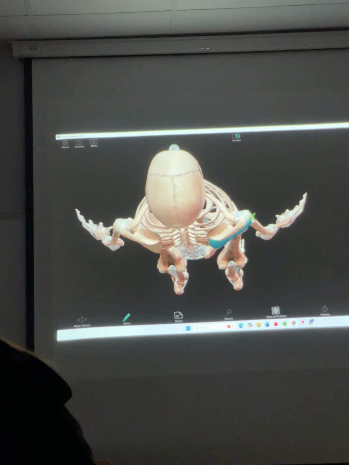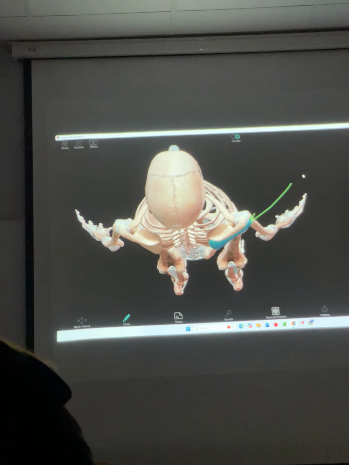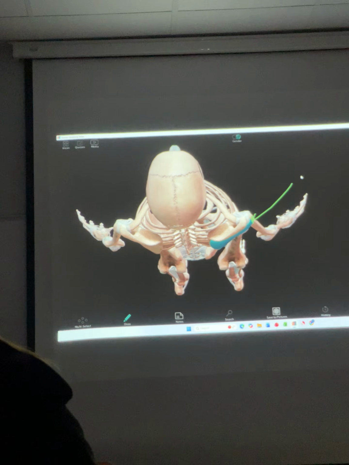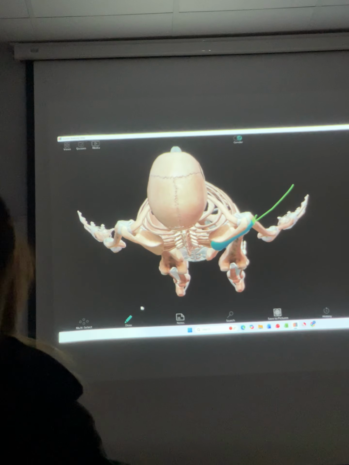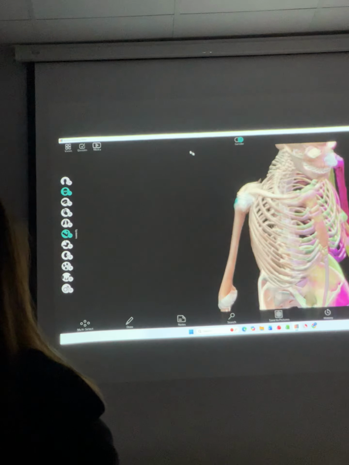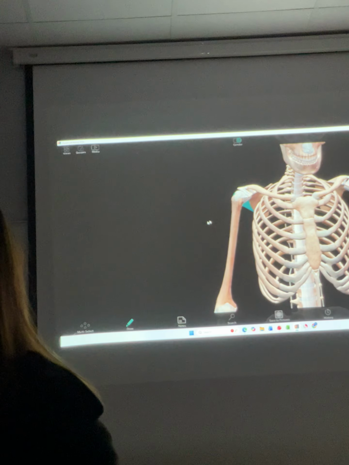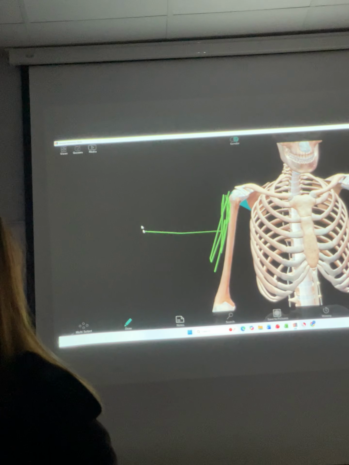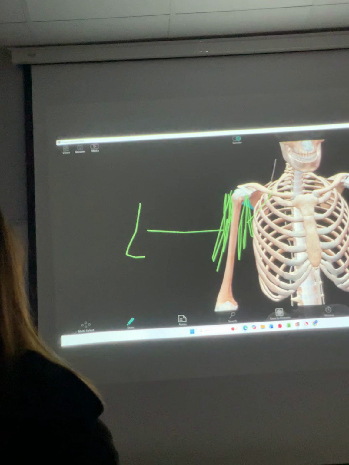Is this the medial or lateral? No, lateral. You changed the answer because I asked the same question again. Shame on you. It's lateral. Students, come on. This part we are always calling lateral. This part? Medial.